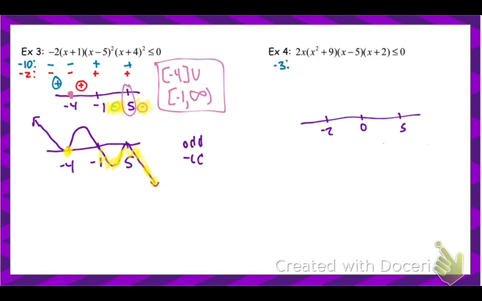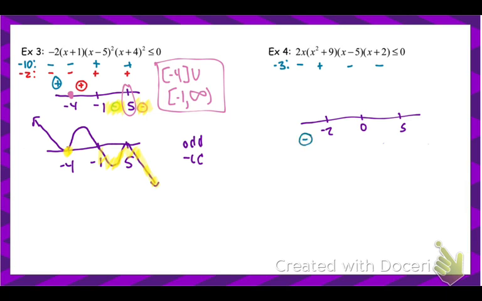So 2 times -3 is negative. -3 squared plus 9 is going to be a positive. -3 minus 5 is going to be a negative. And -3 plus 2 is going to be a negative. Negative times positive times negative overall is negative.